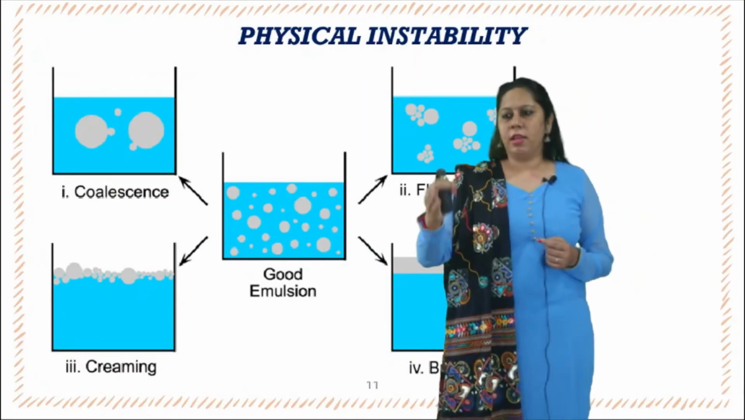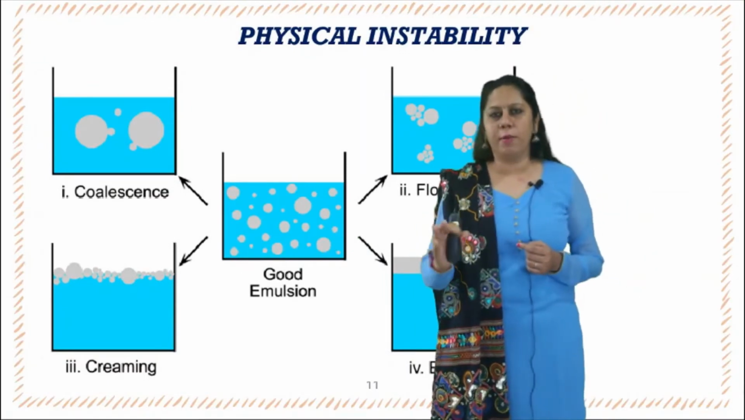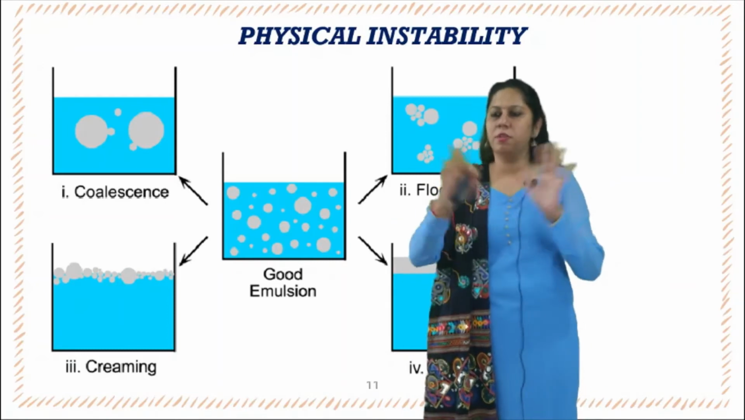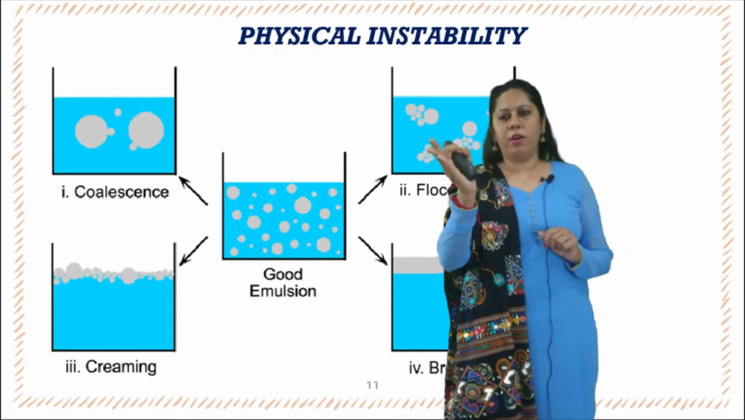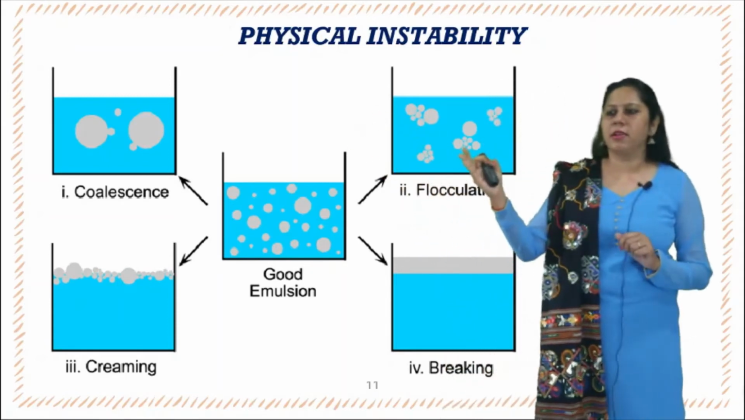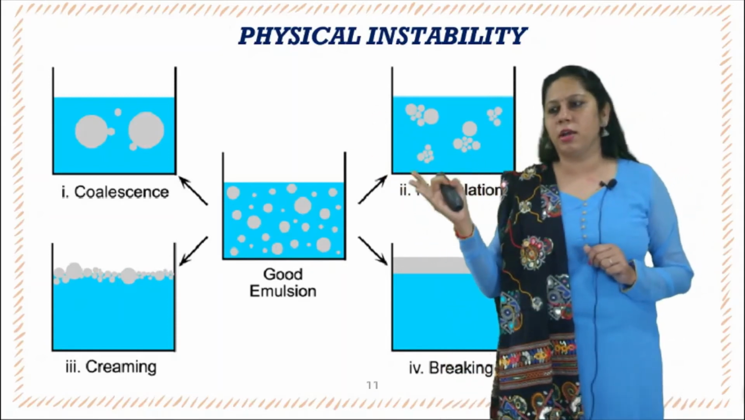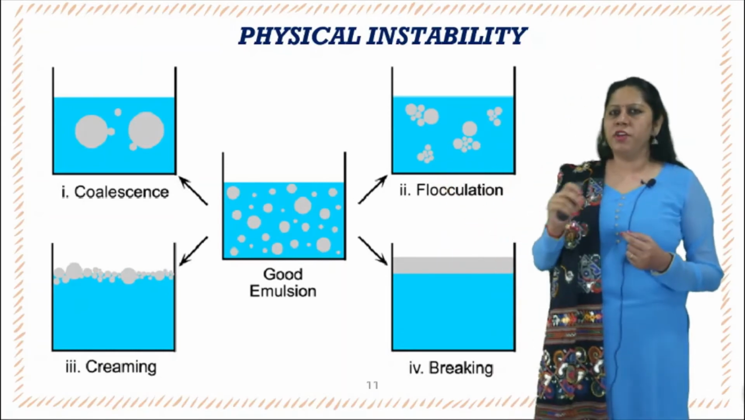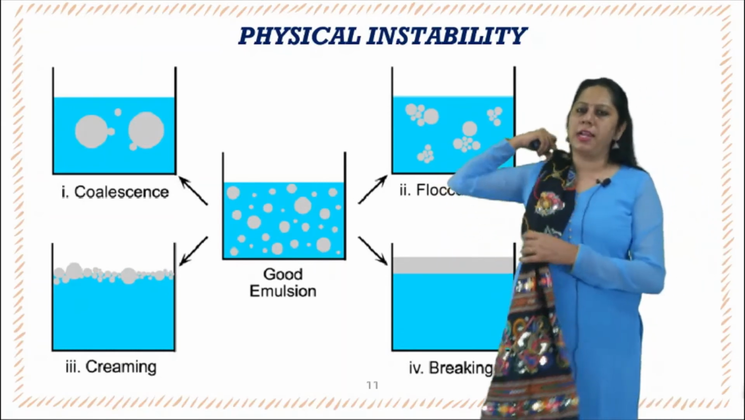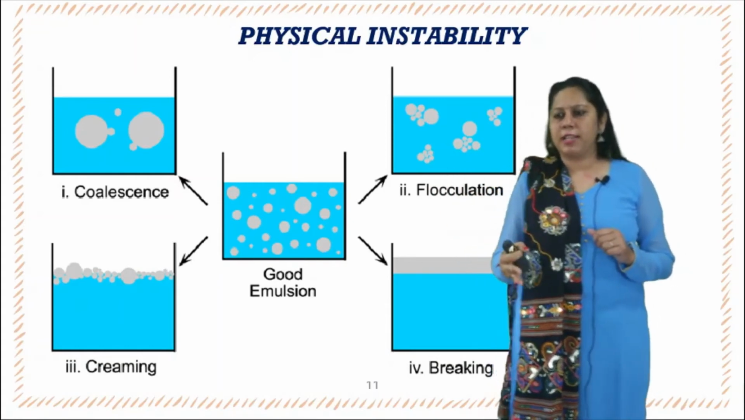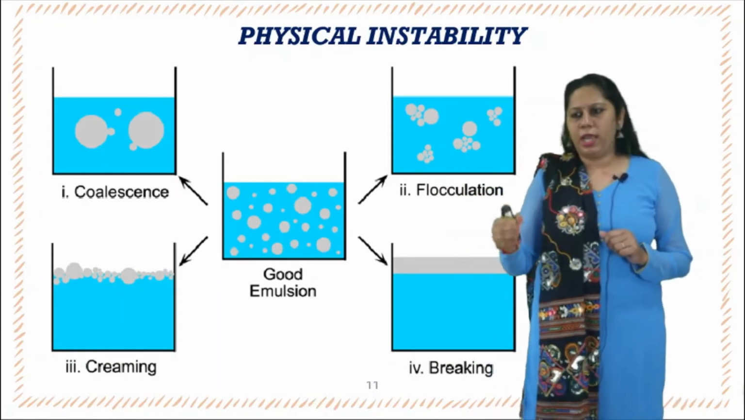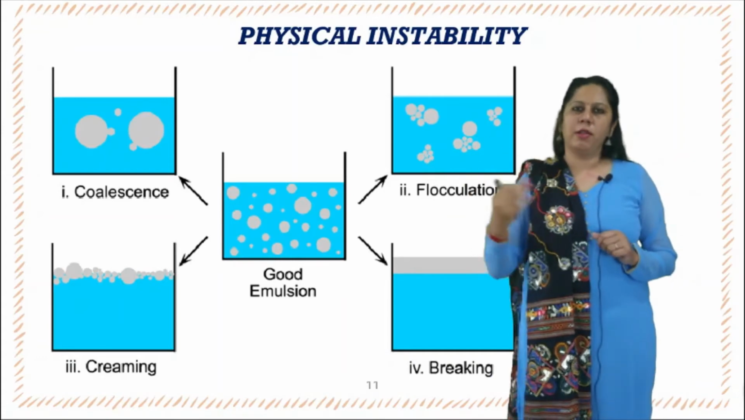The one in the middle, as you can see, is a good emulsion, in which you have the globules dispersed in the outer aqueous phase. On your right hand side is flocculation, the initial instability of the emulsion, in which the small globules will aggregate and form floccules. Now the next instability is creaming. We are going in the order in which the instability occurs.